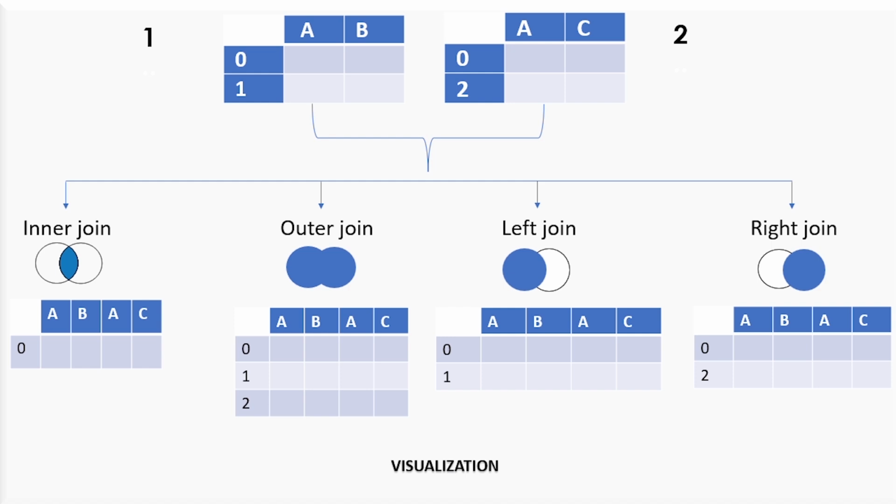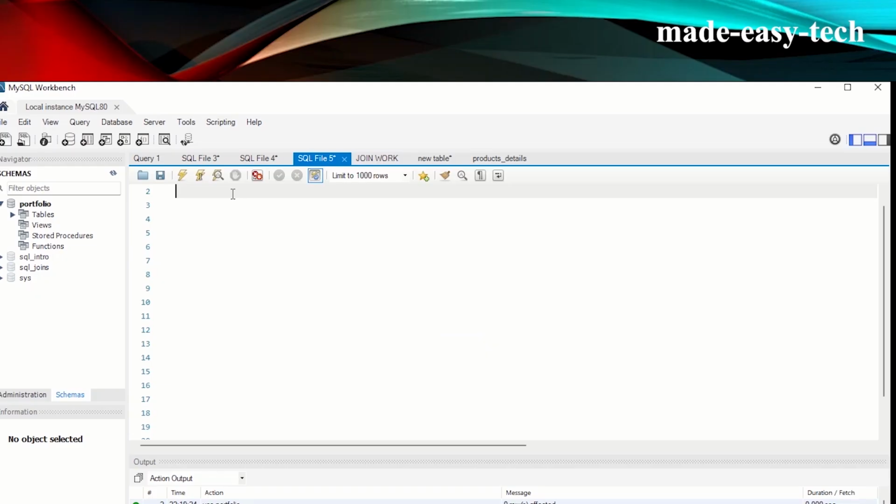Now what is SQL right join? SQL right join is the direct opposite of SQL left join. It retrieves the entire values on the right table and only the matching values on the left table. Alright guys, let's see how we can join two tables together.